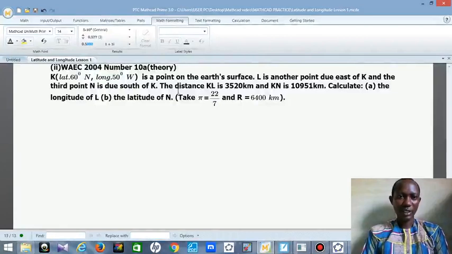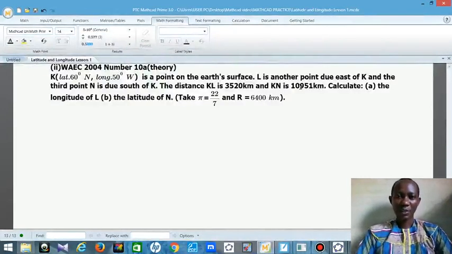That will still interpret the drawing using the 3D and the normal solution page that we are going to use to work with. So the distance KL is given and distance KN is given. Then we should calculate longitude of L and latitude of N. You can see L and N, no information is given, no latitude, no longitude, and that's what the question wants us to calculate.